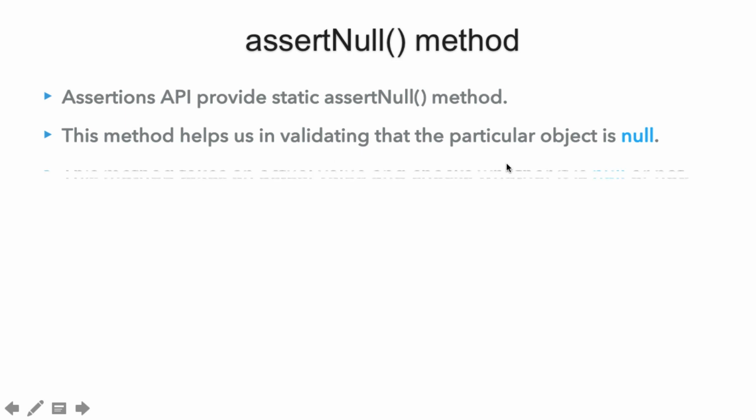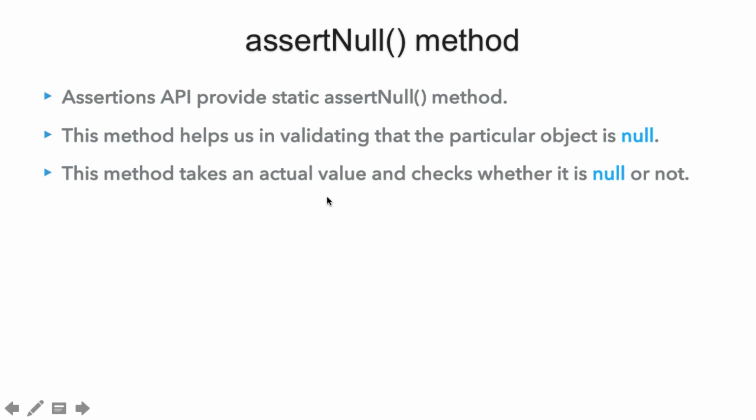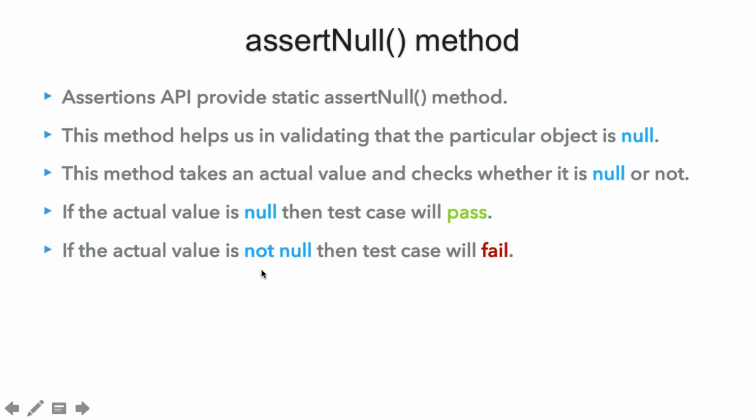This method takes an actual value and checks whether it is null or not. If the actual value is null, then the test case will pass, and if the actual value is not null, then the test case will fail. So using this assertNull method, we assert whether an object is null or not, and if the object is null, then our assertion passes, and if it is not null, then it fails.